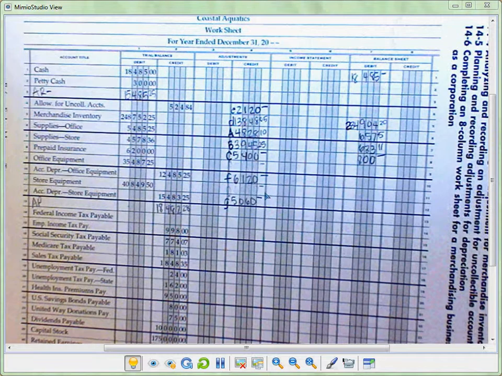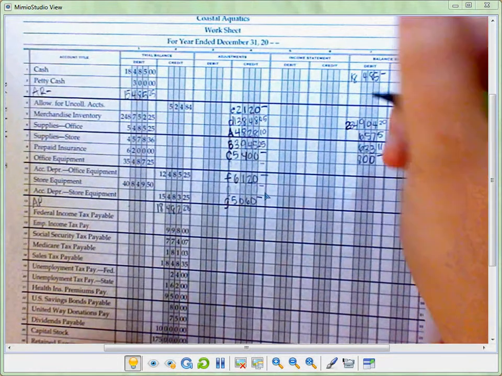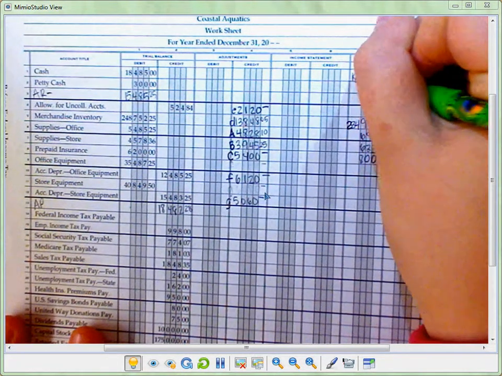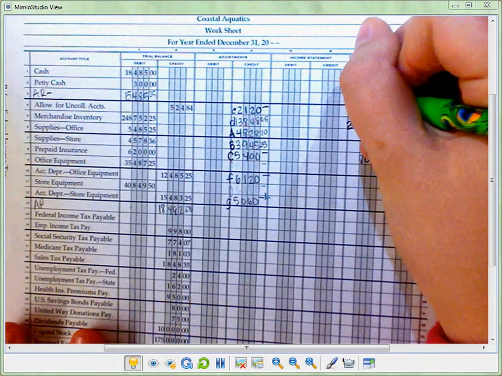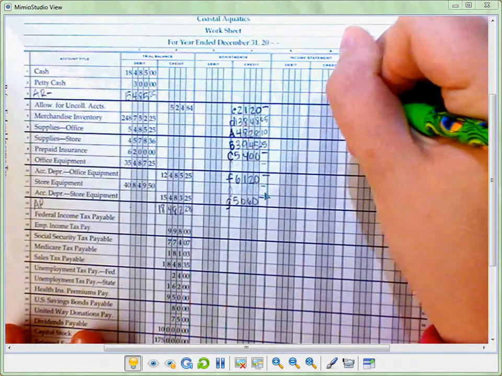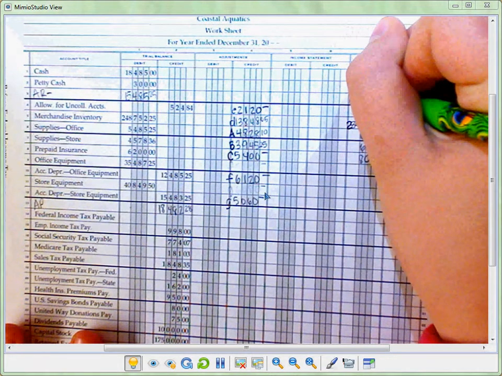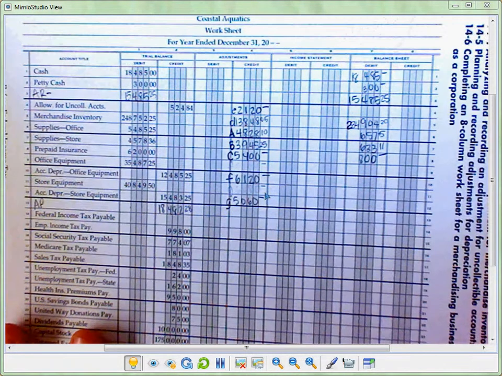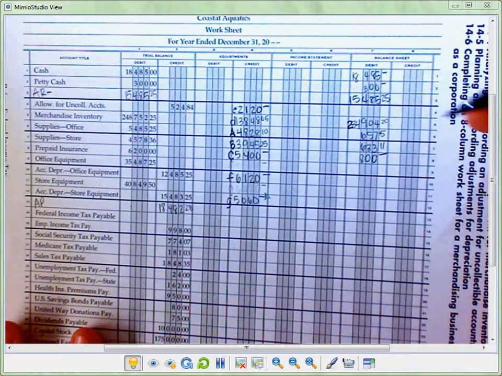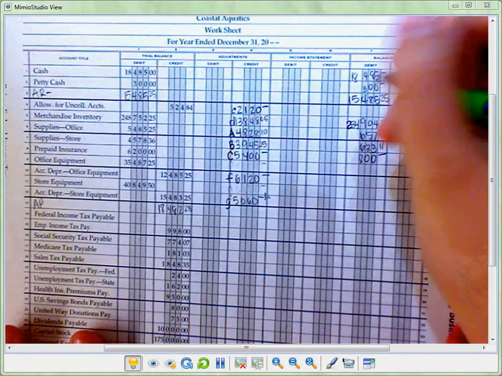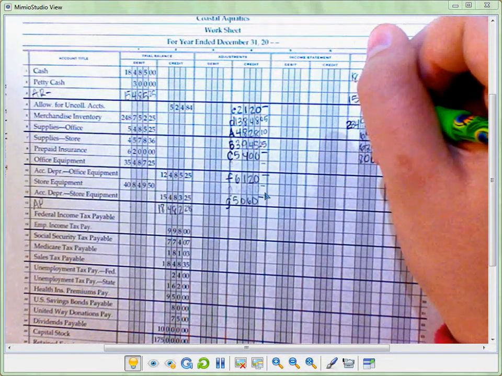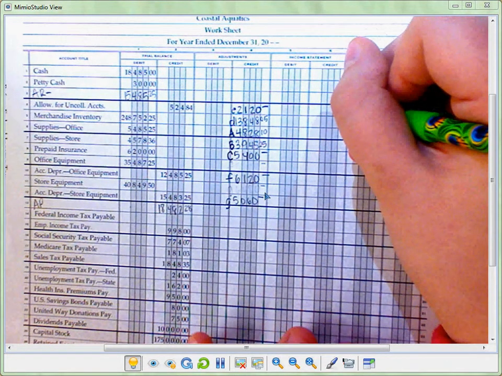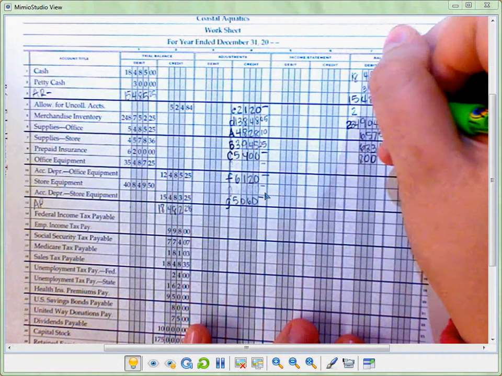Petty cash, $300 debit. Accounts receivable, $15,485.25. Allowance for uncollectible accounts. We would add those two numbers together, and so it's a credit of $2,000. In the balance sheet? Yep, in the balance sheet. All of these are balance sheet.